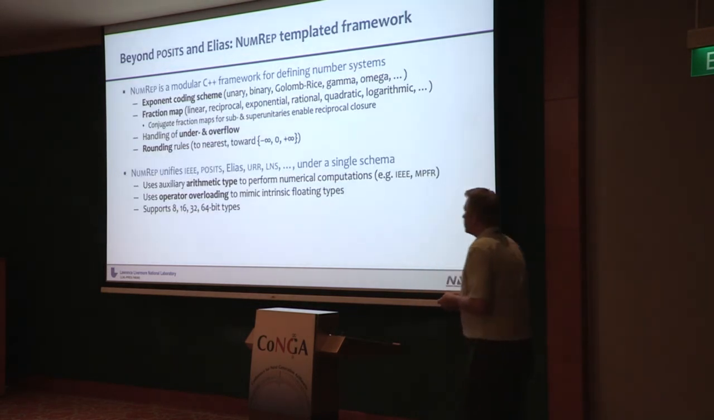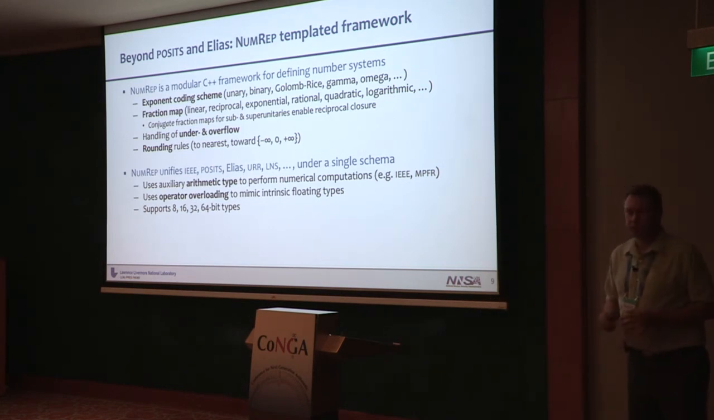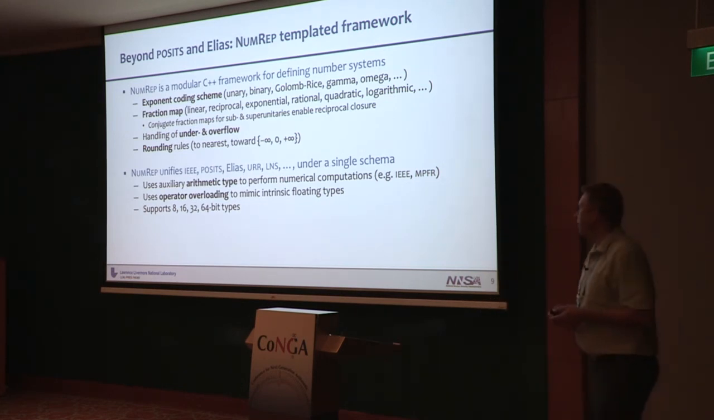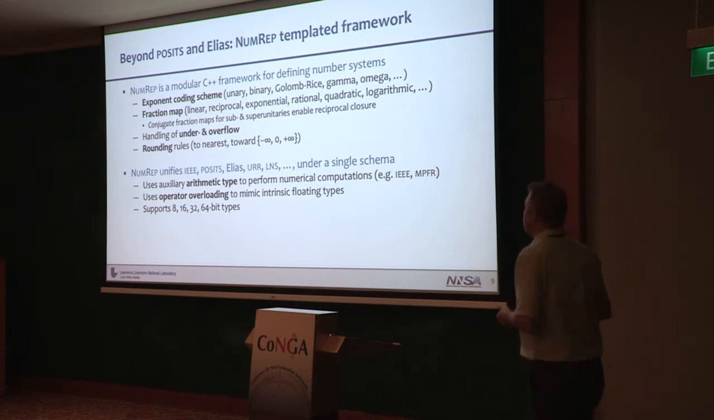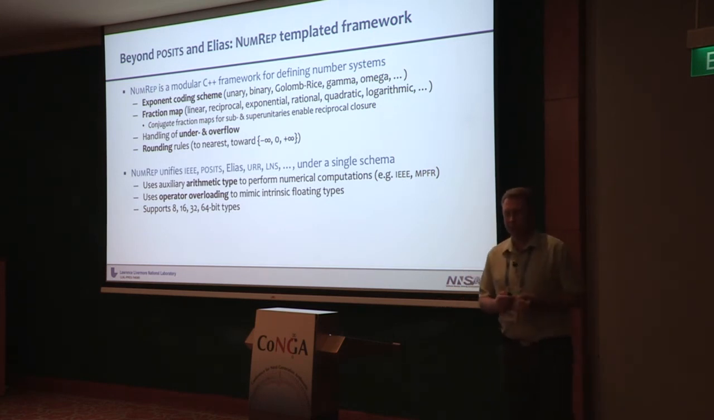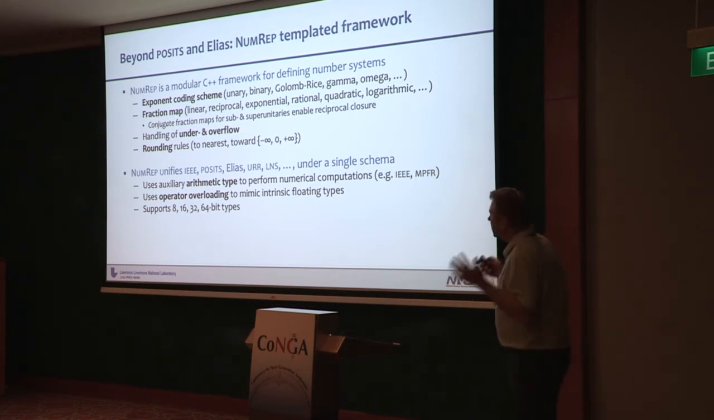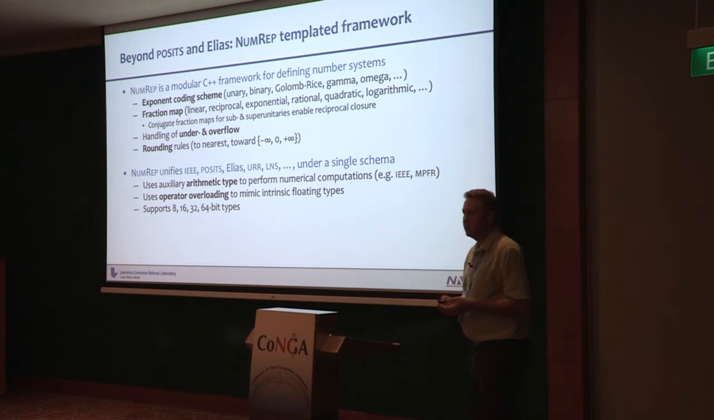All right, so this is all great. We can do this with posits, IEEE, and other types. But we want to go beyond that. So we've developed a modular C++ framework that allows you to generate new number types in a very modular manner. So the idea is that there are several different independent concepts at play here.